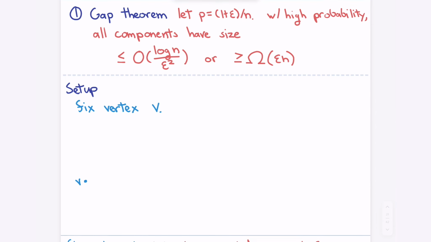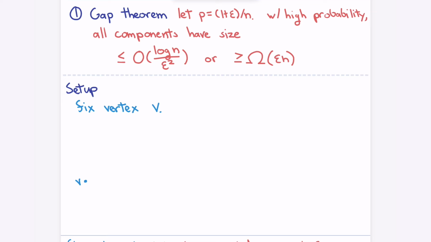All right, so let's do that gap theorem first. The average degree is like 1 plus epsilon. What we're going to do is focus on a particular vertex V in our analysis and see how big the connected component of V is. We want to show it's either small or really, really big.